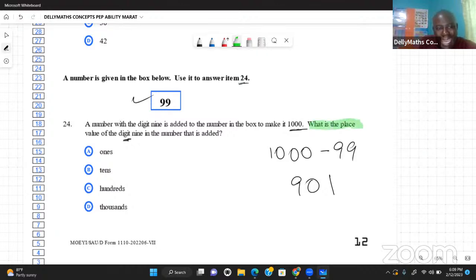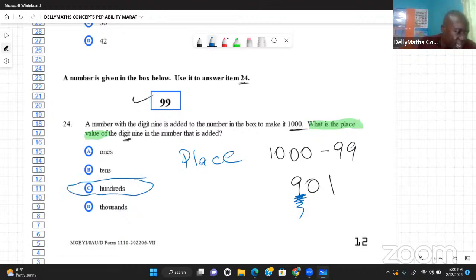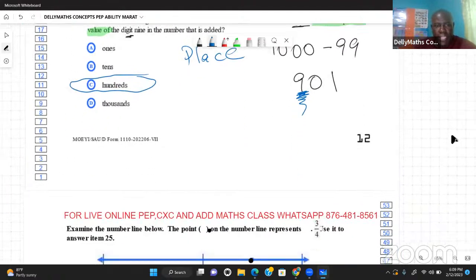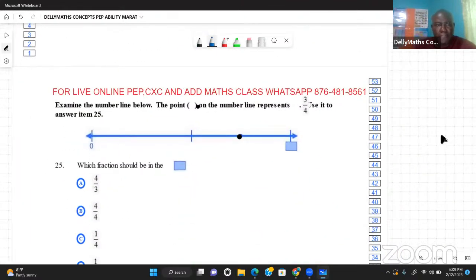What is the place value? Not the value, place. The place value that it has, right? Talking about the 9. If you even speak the word, you will say 900. So that means we're in the hundreds there. So C is the answer for that. All right, very good. Good going, C. All right, let's check out number 25.